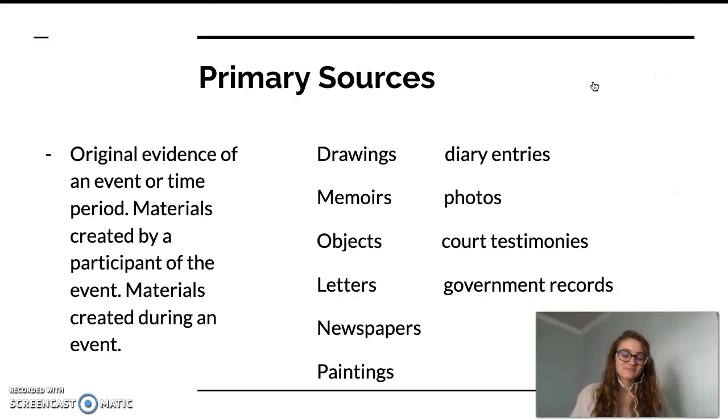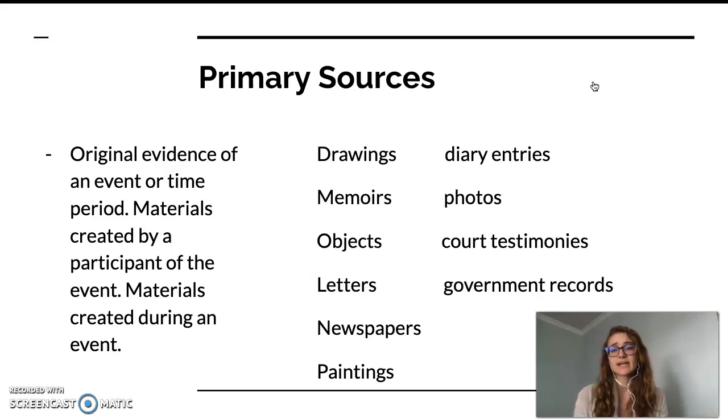Okay, so primary sources. As I previously stated, primary sources are original evidence of the event or time period. They're materials created by a participant of the event, or materials created during an event. So big examples of primary sources include drawings, memoirs, objects, letters, newspapers, paintings, diary entries, photos, court testimonies, or government records. All of these things would be created during that moment in time, right? So if a woman writes a letter to a man who's fighting off in World War II, that letter was created while World War II was going on, which is what makes it primary.